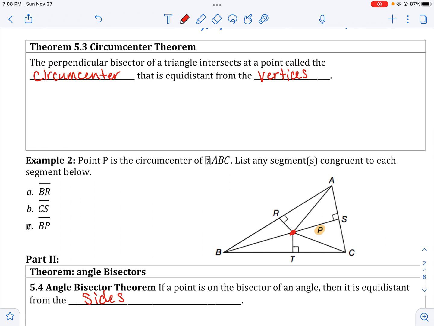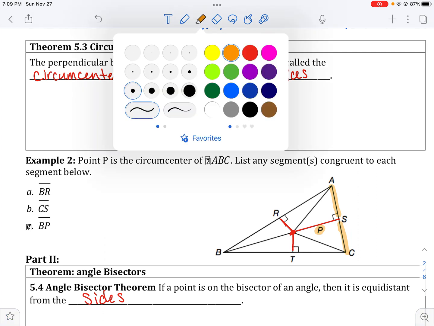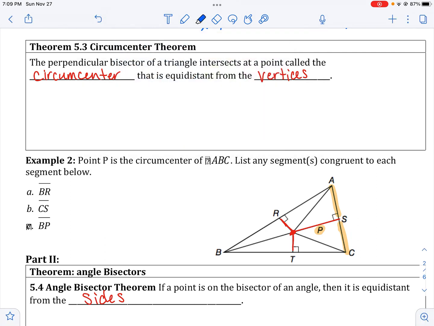And that circumcenter is made by finding the perpendicular bisectors of all of these sides. Well, what does that tell me? That tells me that AS and SC, or CS, must be congruent because it was bisected. I know that AR and BR should be congruent because that side was bisected. And I know that BT and TC should be equal because that segment was bisected.